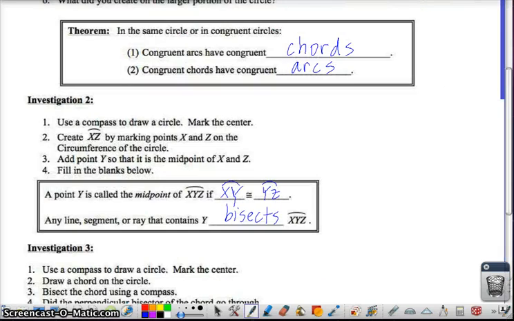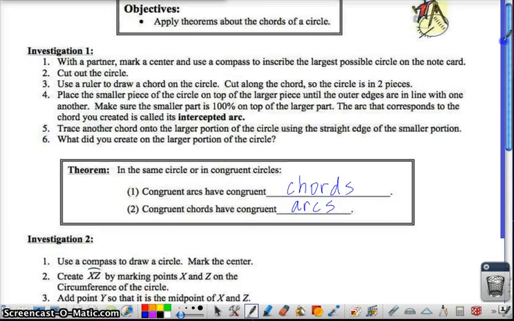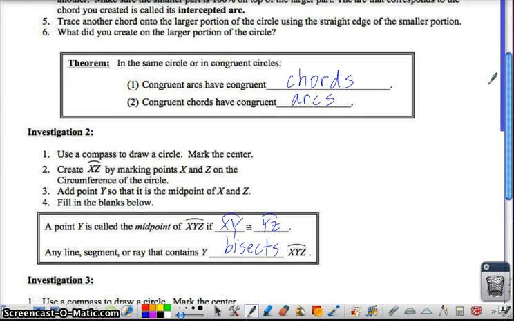Okay, after you went through that activity here in Investigation 1, you should have discovered that congruent arcs have congruent chords, right? So you were to cut this off, put it somewhere else, make the same arc, and this arc must be the same as this arc, and these chords therefore must be the same length. So congruent arcs have congruent chords, just as congruent chords have congruent arcs.